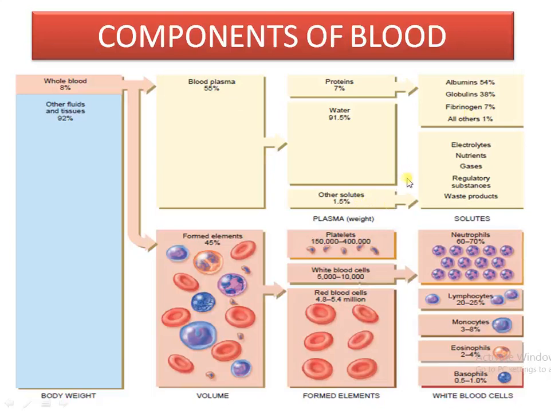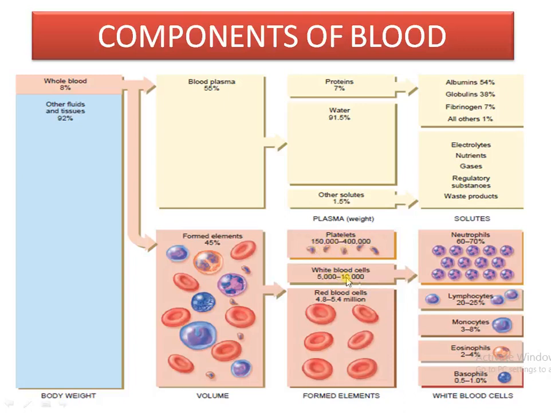Other solutes present in blood plasma are electrolytes, nutrients, gases, regulatory substances or waste products. As we have discussed, blood helps in transportation of nutrients, gases, regulatory substances and waste products which are dissolved in plasma.